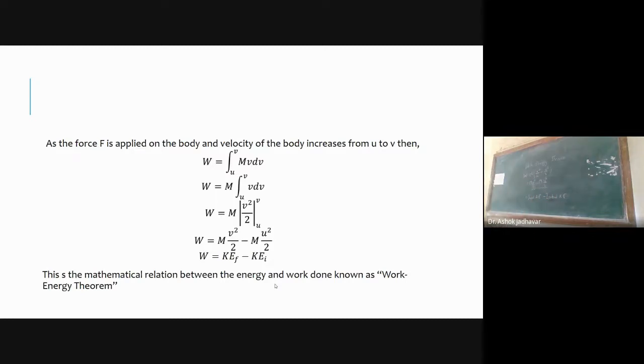So what we have observed, this is a mathematical equation, and it tells us that your work done is equals to the change in the kinetic energy. So we can write down W is equals to kinetic energy final minus kinetic energy initial. Did you get it? Yes, sir. So this is a mathematical relation between energy and work, and this mathematical relation is known as the work energy theorem. W is equals to final kinetic energy minus initial kinetic energy. Did you get it? Yes, sir.